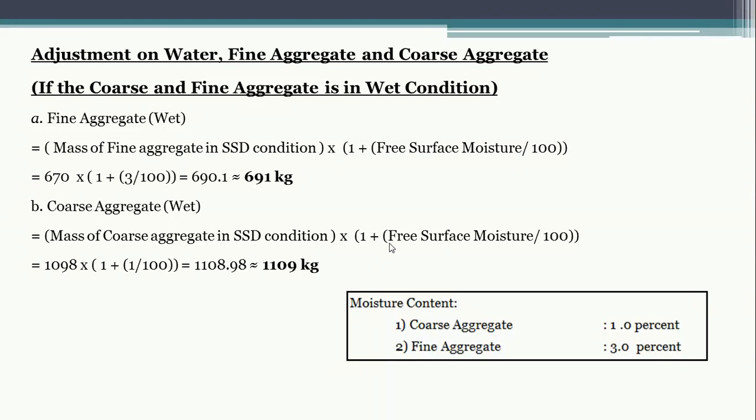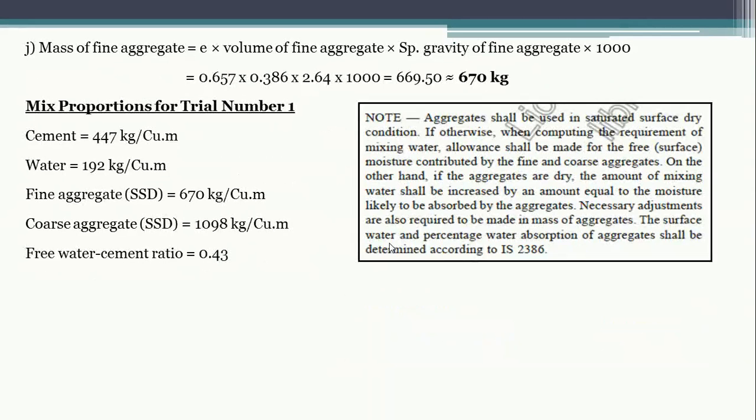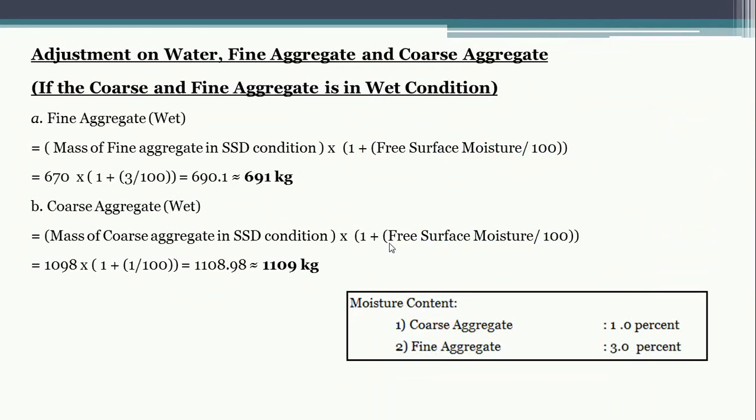So the mass of fine aggregate in SSD condition we found in the previous slide is 670 kg per cubic meter. So 670 into 1 plus the free surface moisture, given as 3% for fine aggregate, so 3 by 100. If you calculate you will get 690.1, which I have approximated to 691 kg.